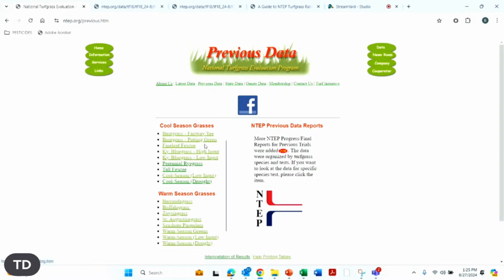2 types of bentgrass trials, fairway tee and putting green. The fine fescues, all the chewings and the sheeps and the blues and all the creeping reds, those are in that group. 2 types of Kentucky bluegrass, a high input and a low input. They got perennial ryegrass trials. There's tall fescue, which we're going to look at right there. Got 2 interesting ones, a cool season grass low input and a cool season drought. I don't use those quite as much.